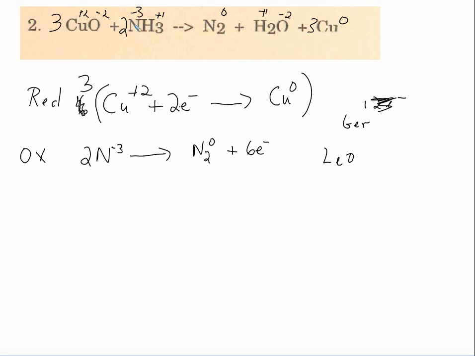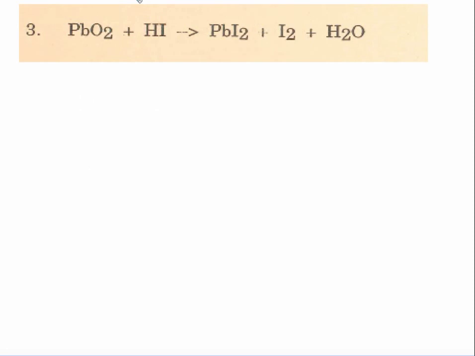This one already has 2, so let's see, we've got to balance the waters. It looks like 2 times 3 is 6 hydrogens here. So if we put a 3 there, that should balance everything out. Okay, that one's good. Let's try another one.